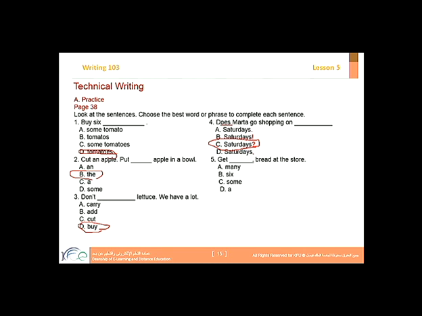Number 5, get blank bread at the store. Bread is not a countable noun, so can we say many? Many comes with countable words, so I can't use many. 6 is also a number, which comes with countable nouns. Some is the correct answer because bread is not countable. Of course I can't say a bread, because a bread means one bread, and in English bread is not countable. So the answer is C.